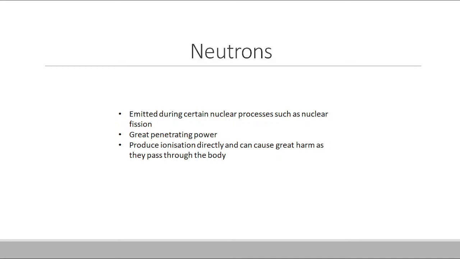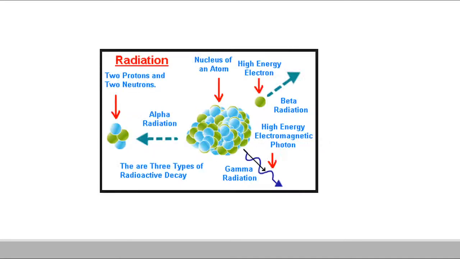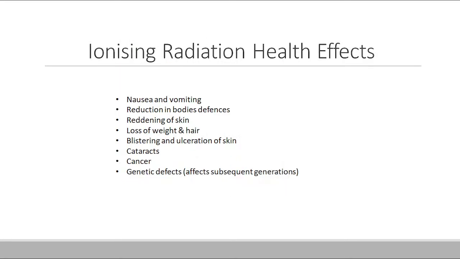Nature. Emitted during certain nuclear processes such as nuclear fission. Great penetrating power. Produce ionization directly and can cause great harm as they pass through the body. Ionizing radiation has effects: nausea and vomiting, reduction in the body's defenses, reddening of skin, loss of weight and hair, blistering and ulceration of skin, cataracts, cancer, genetic defects.